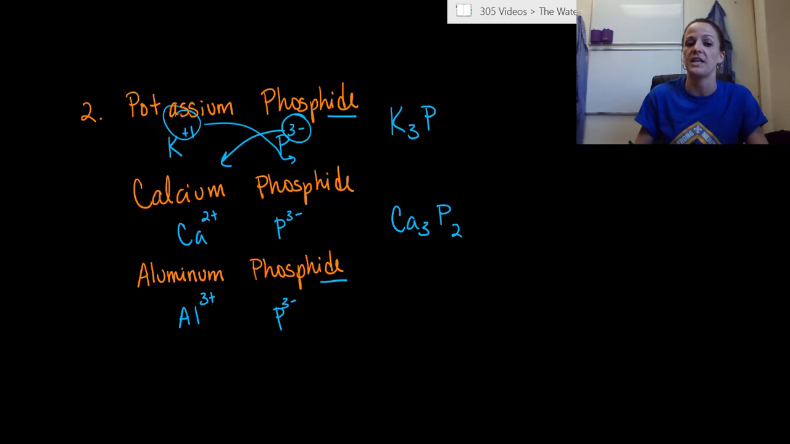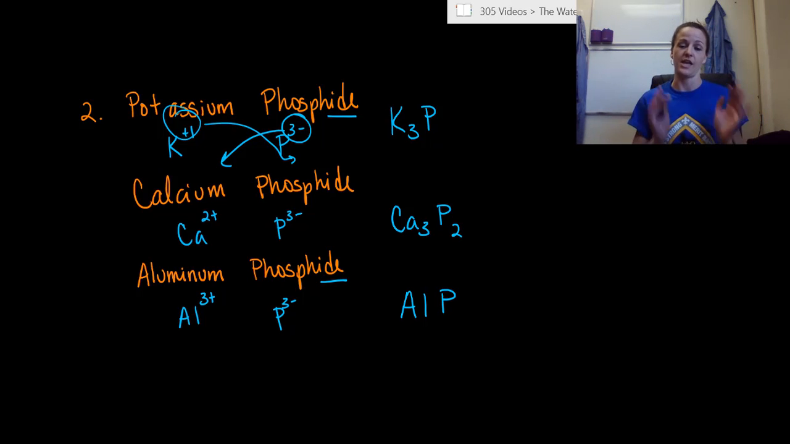It's in group 3, so it definitely has a +3 charge. So this then becomes AlP. It's not Al3P3. It's just AlP. Hopefully this makes sense. If it doesn't, just keep going. We have 2 more examples. We're going to try each version one more time.